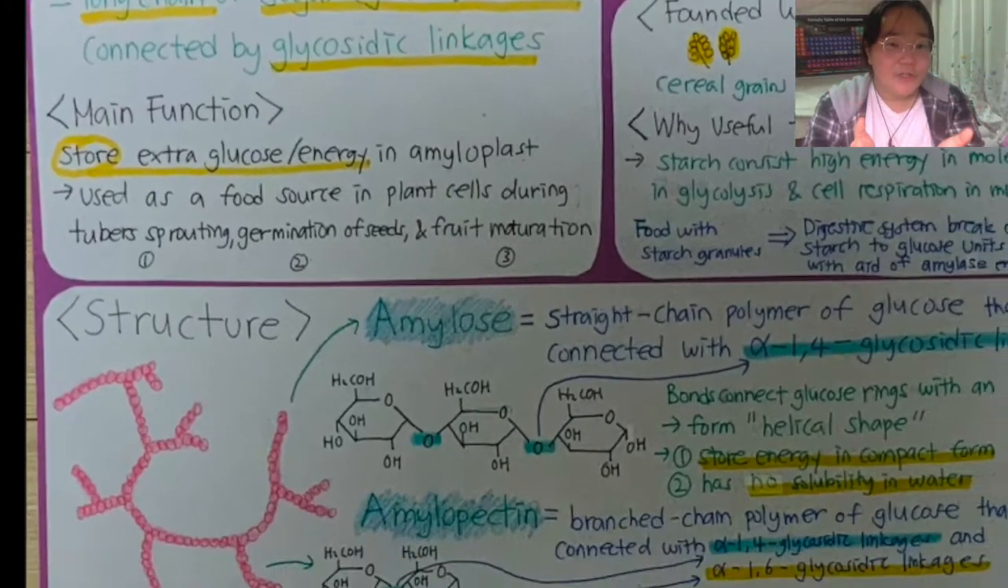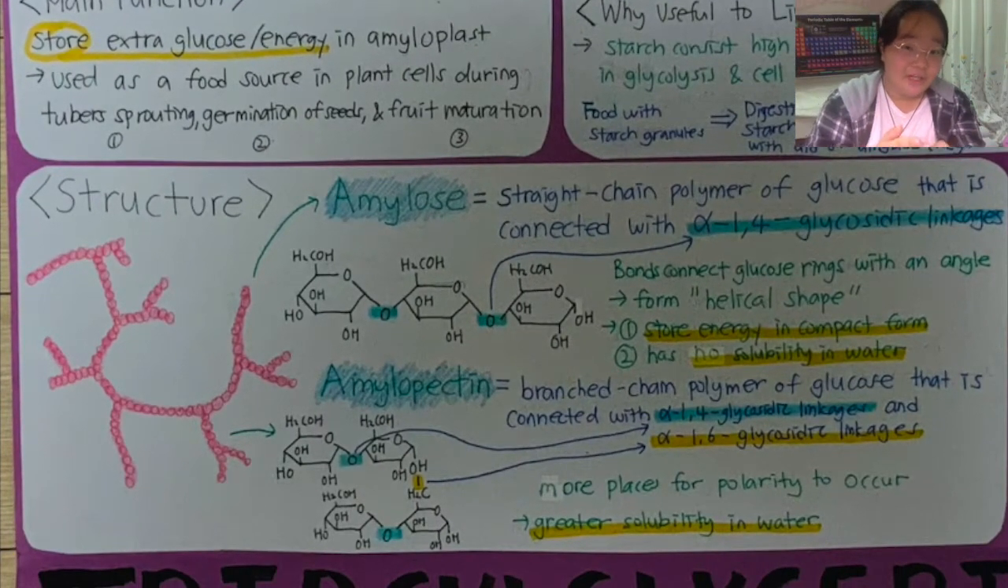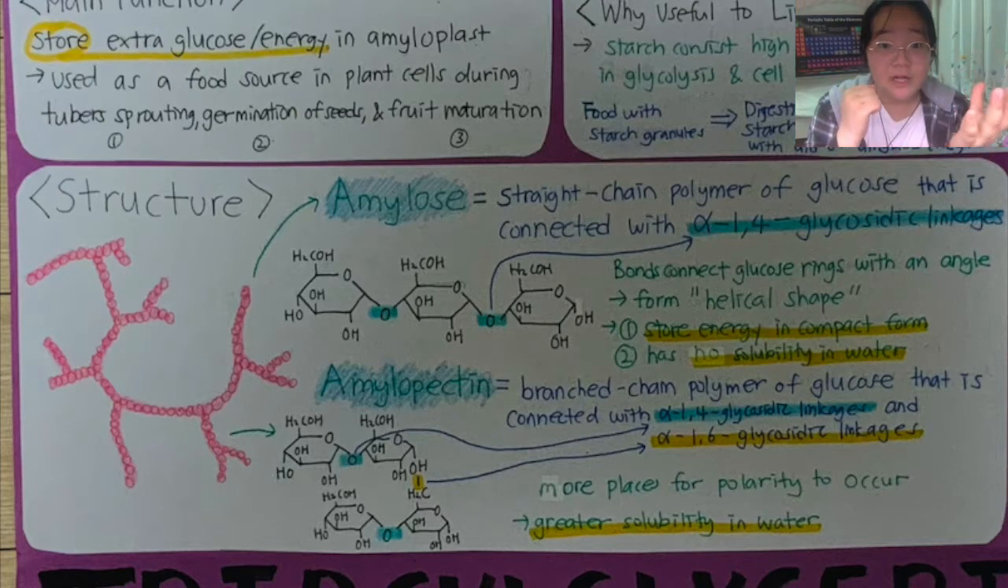So how does starch look? This is the basic shape of the molecule. An interesting fact is that starch is made up of two types of glucose polymer chain, amylose and amylopectin. Well, amylose is a straight chain polymer of glucose that is connected with alpha-1,4-glycosidic linkages, which is just a bond that is formed between the first and fourth carbons in two alpha-glucose molecules.